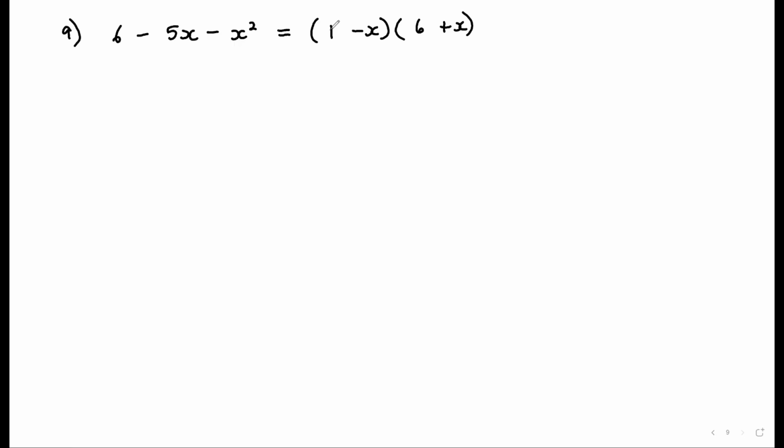Again, to check if your answer is correct, you multiply out these brackets to see if you get back the 6 minus 5x minus x squared, right? So that would actually be 1 times 6, which is 6, 1 times x, which is x, and then minus x times 6 will be minus 6x, and then minus x times x gives me negative x squared. So it works out.